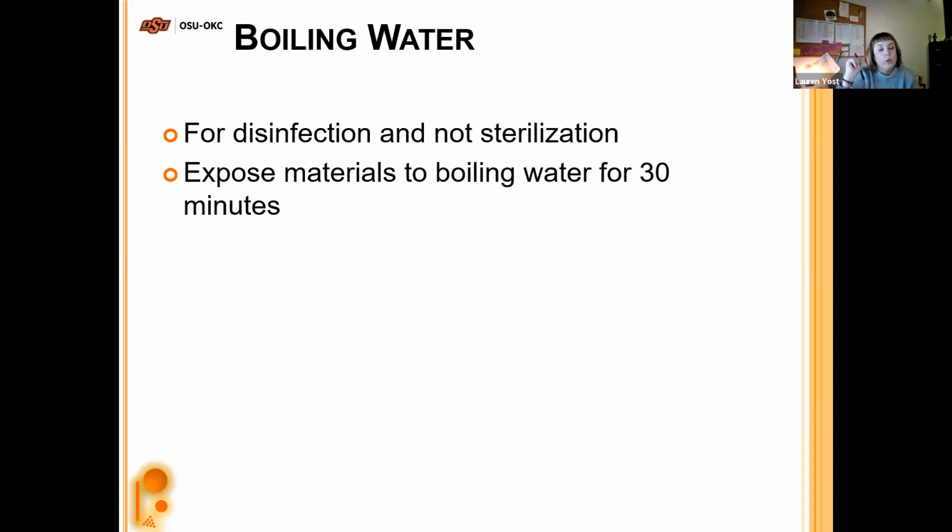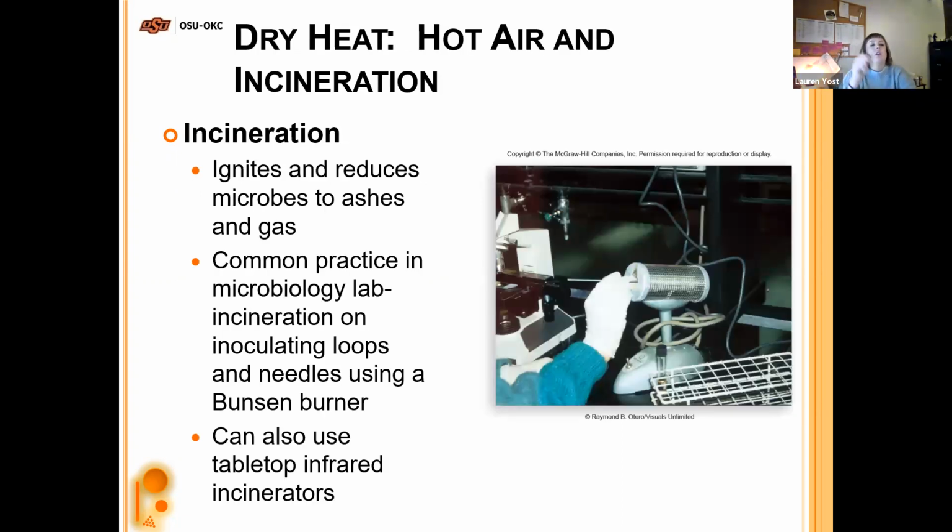Boiling water we use for disinfection, not for sterilization. We expose materials to boiling water for at least 30 minutes to do that. Moving on to dry heat: incineration means igniting and reducing microbes to ash or gas. We do this in the Bunsen burner. You do this with your loops, right?